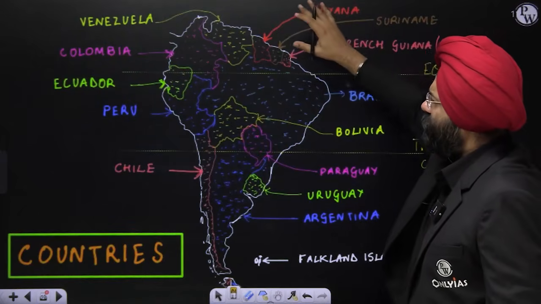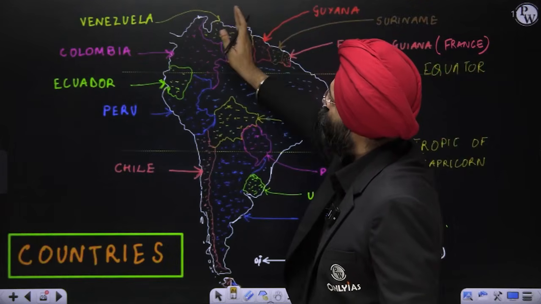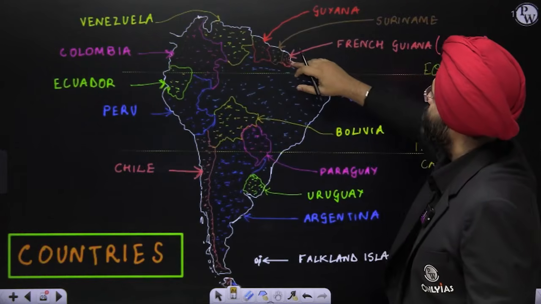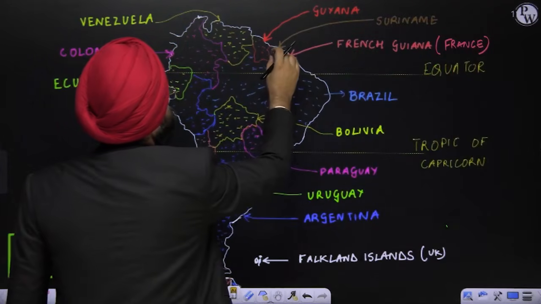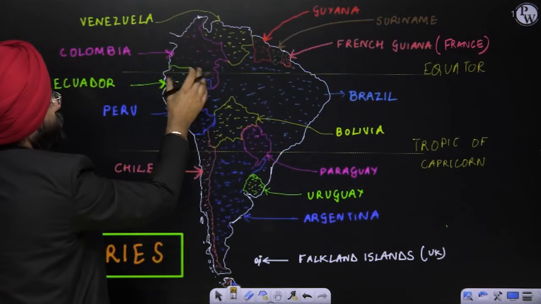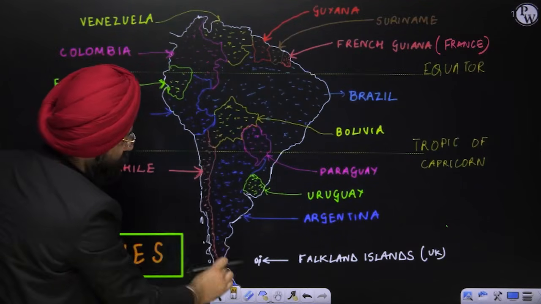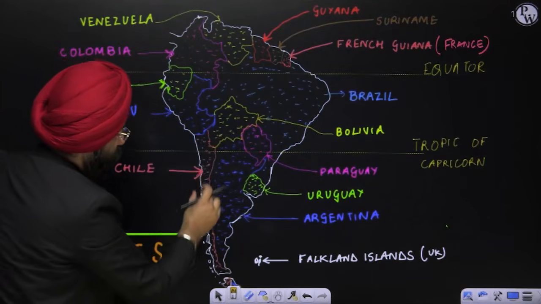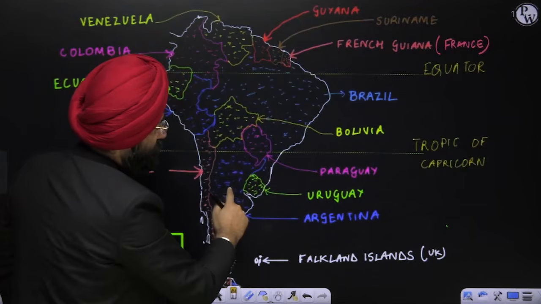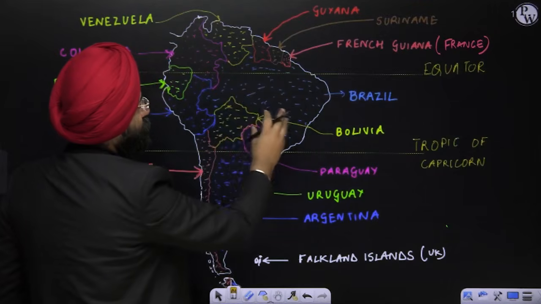Now comes all these countries that I have drawn over here. On the north is Venezuela, on the west is Colombia. If you come towards the eastern side, these are small countries: Guyana, Suriname, French Guiana, right? Below Colombia, you have Ecuador, and below Ecuador, you have Peru. Below Peru, you have Chile, which has a long shape. If you move further towards the eastern side, you have this huge country, Argentina. Then you have Uruguay, Paraguay, Bolivia, and this large country, Brazil.